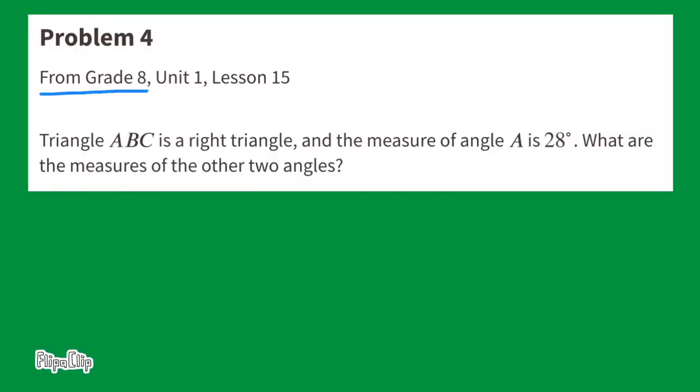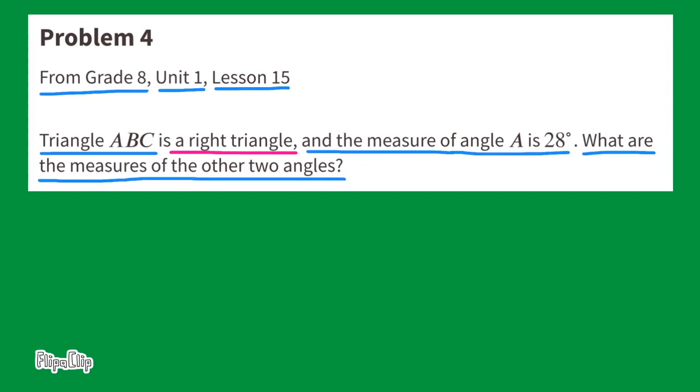Problem number 4 from 8th grade, Unit 1, Lesson 15. Triangle ABC is a right triangle, and the measure of angle A is 28 degrees. What are the measures of the other two angles?